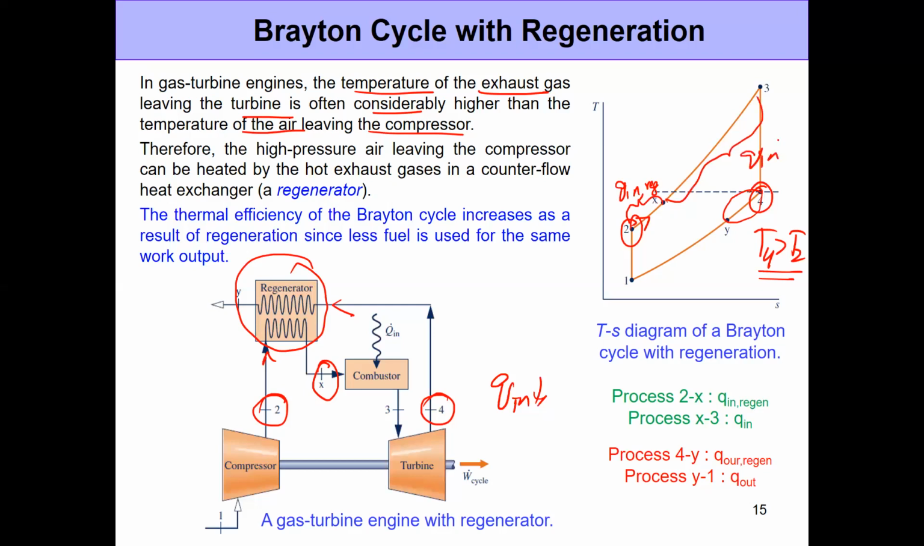So as long as I'm able to push X a little bit higher, as long as Tx is greater than T2, and of course, this happens when T4 is greater than T2, I will be able to achieve the same network output with smaller values of QN. And if I can reduce QN, well, I can certainly increase the thermal efficiency. And that's the whole point of this regeneration business.